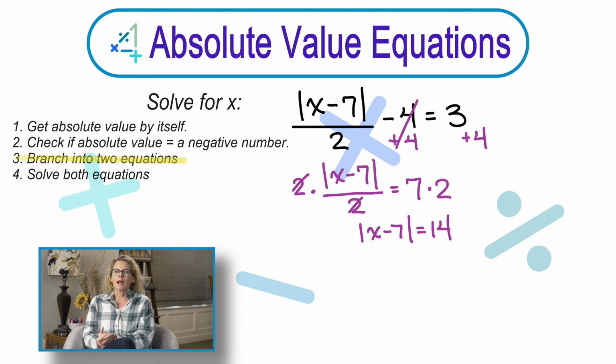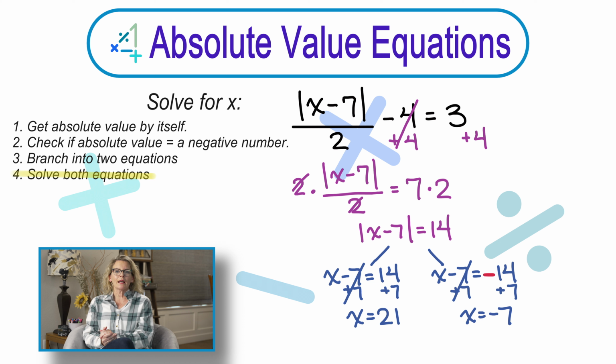Step 3, time to branch it to get it out of the absolute value. The first equation is x minus 7 equals 14, and the second equation is x minus 7 equals negative 14. Step 4, solve them both for x. X equals 21, and x also equals negative 14 plus 7 equals negative 7.